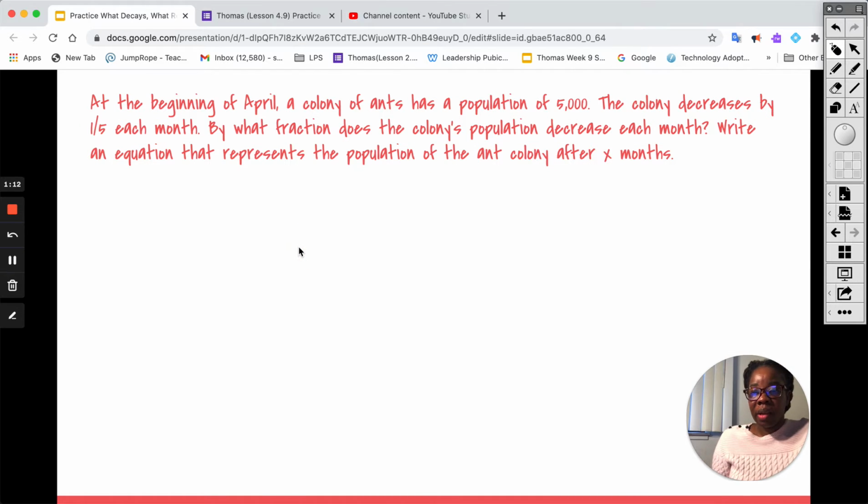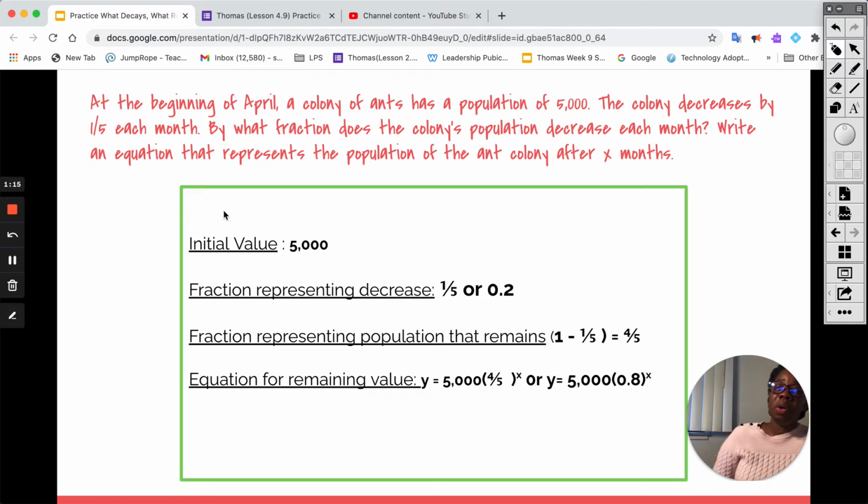So with that said, what are some things we know? Well, we know that the initial value of the population, the ant population, is 5,000. We know the fraction by which the population is decreasing is 1/5, or as a decimal, that's 0.2. And to do that, you put that in your calculator, 1 divided by 5. That will give you the decimal approximation.